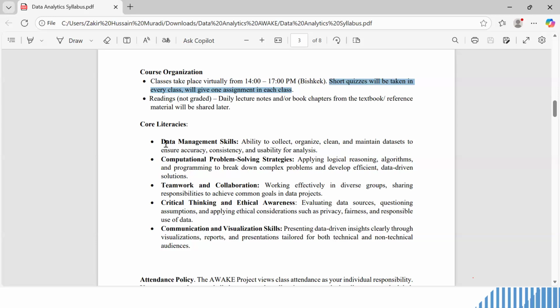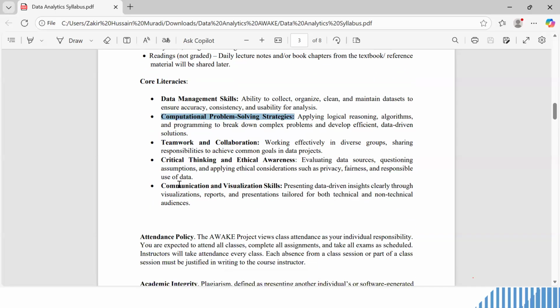The core literacies are data management skills, computational problem-solving strategies, teamwork and collaboration, critical thinking and ethical awareness, and also communication and visualization skills. So we will try to work on these 5 core things in our class.